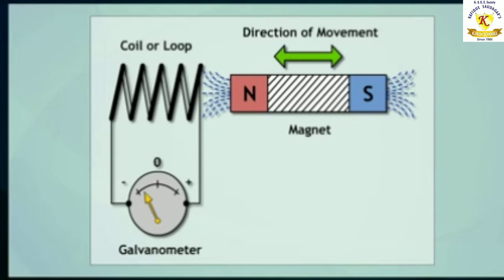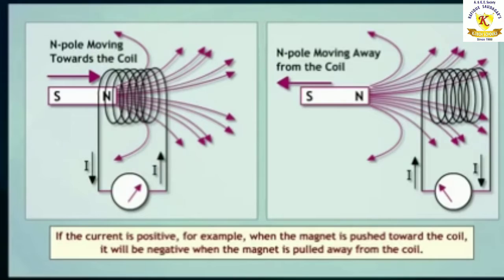He has observed that current flows in the coil only when there is a relative motion between the coil and the magnet. The direction of deflection in the galvanometer is reversed if the direction of motion is reversed. Okay?